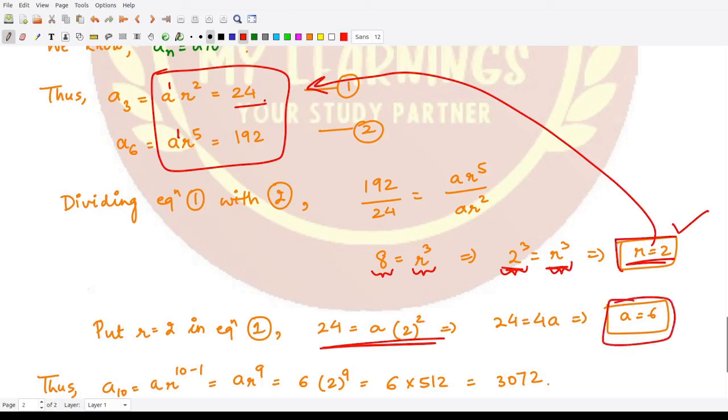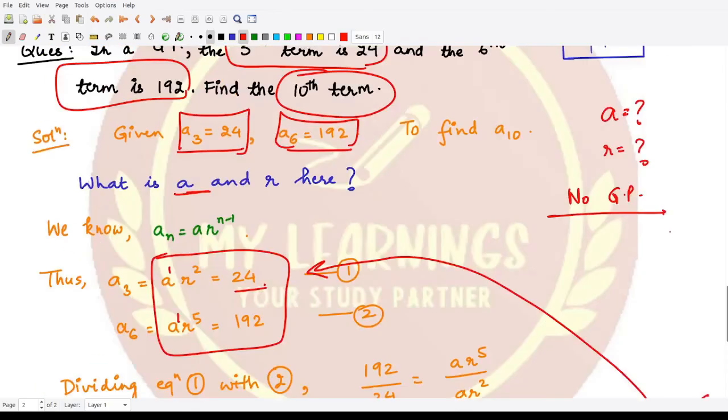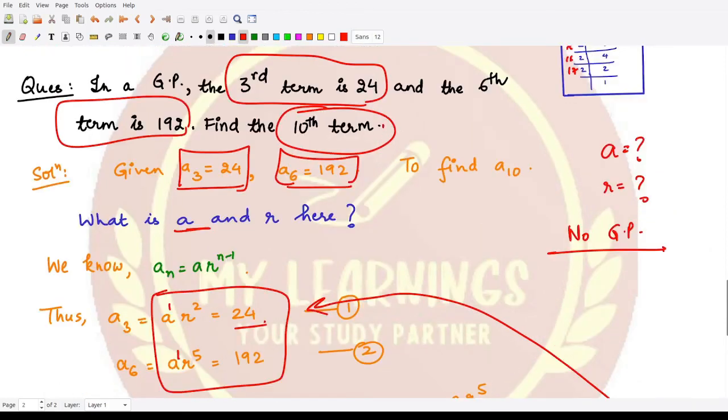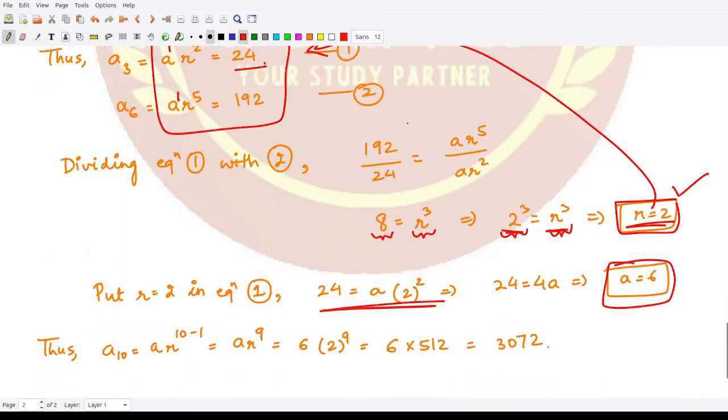Now we know the value of A, we know the value of R. We can very easily compute the value of the 10th term. So what is the 10th term? According to the formula, it is AR raised to power 9. So we can substitute the value of A as 6, the value of R as 2 and simplify. 2 raised to power 9 is 512. 512 into 6 is 3072, and this is your 10th term.